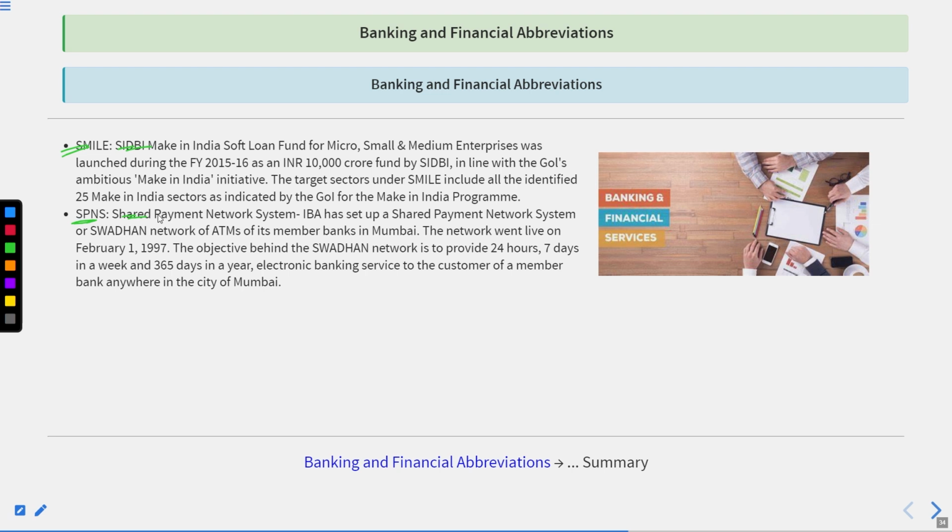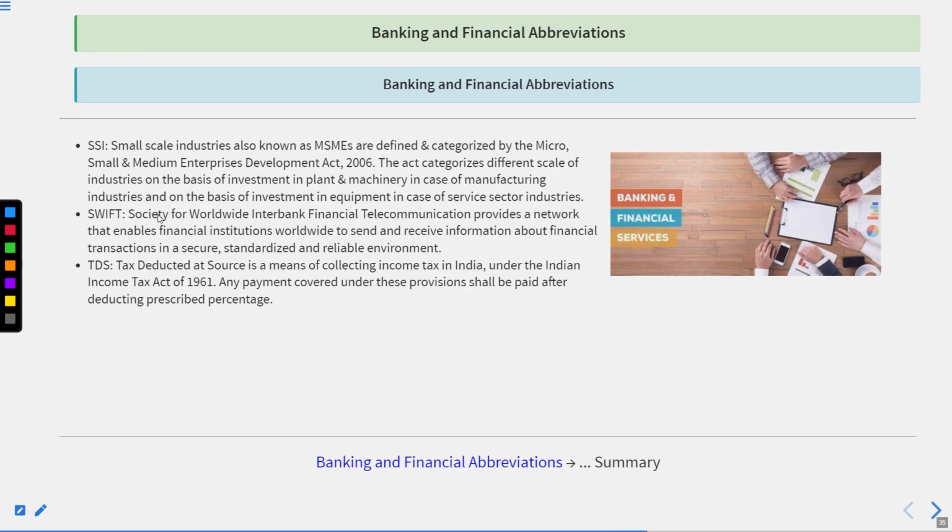SPNS, Shared Payment Network System. IBA set up a Shared Payment Network System, or SWADHAN network, of ATMs of its member banks in Mumbai. The network went live on February 1, 1997. The objective behind the SWADHAN network is to provide 24 hours, 7 days a week and 365 days a year electronic banking service to the customers of a member bank anywhere in the city of Mumbai.